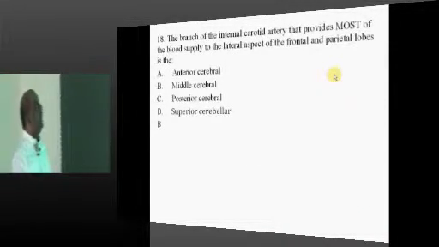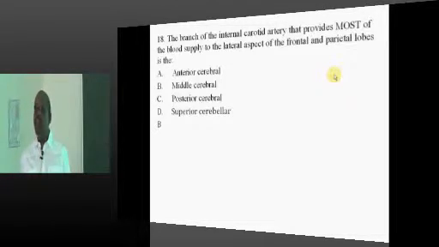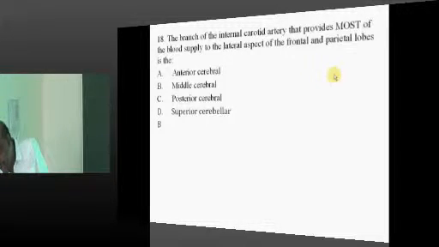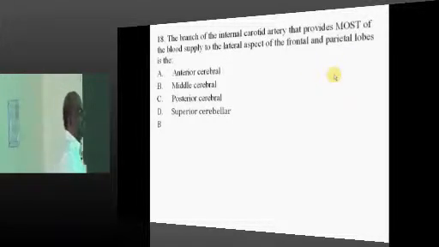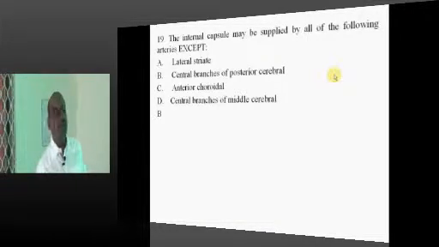Now the internal carotid, it is the middle cerebral artery which provides most of the blood supply to the lateral aspect of the frontal and the parietal lobes, is what you have to ultimately remember. What is the internal capsule? What is the blood supply of the internal capsule? Very important question.